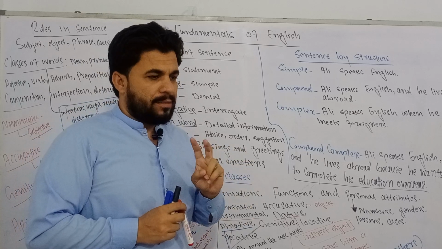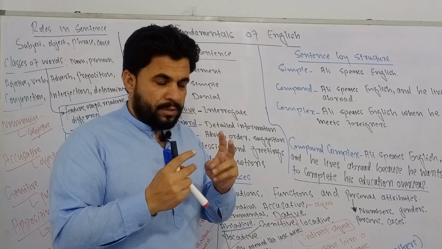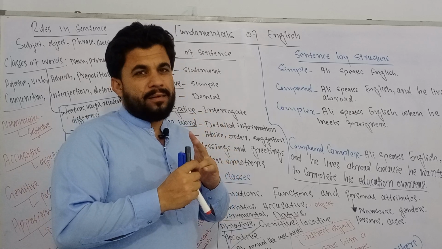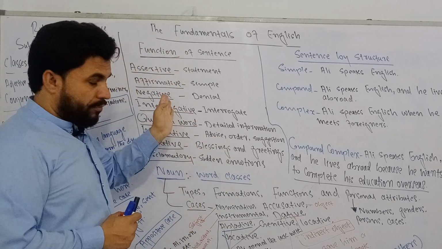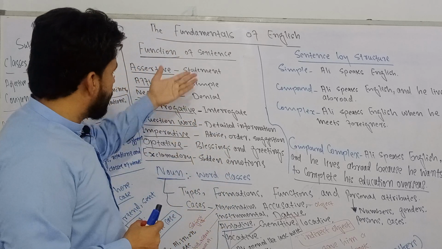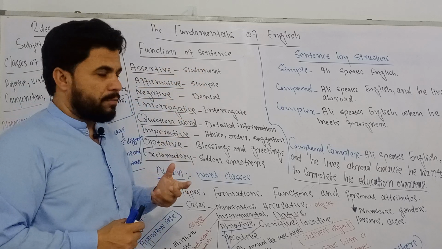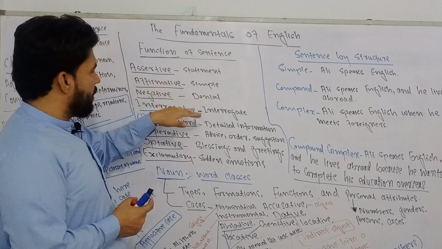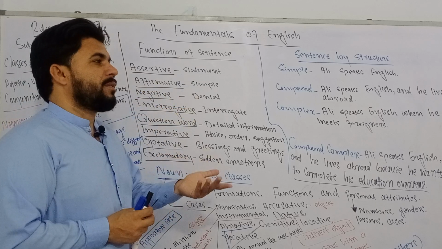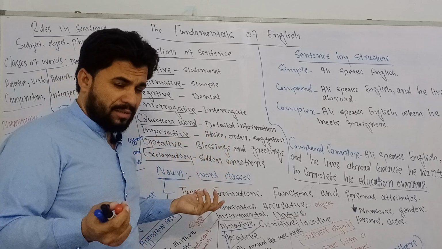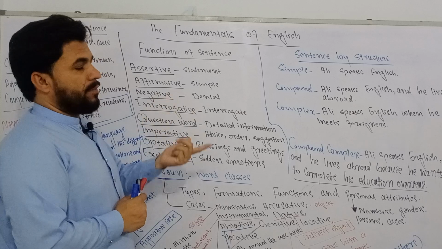Now, a sentence is classified into two groups, function-wise and structure-wise. Function-wise, we have these different concepts of a sentence. Like, we have assertive sentence, which is a simple statement, quite similar to what an affirmative sentence is. If I say, he lives in Islamabad, now this is a statement, this is a simple sentence. And then we have negative sentence.